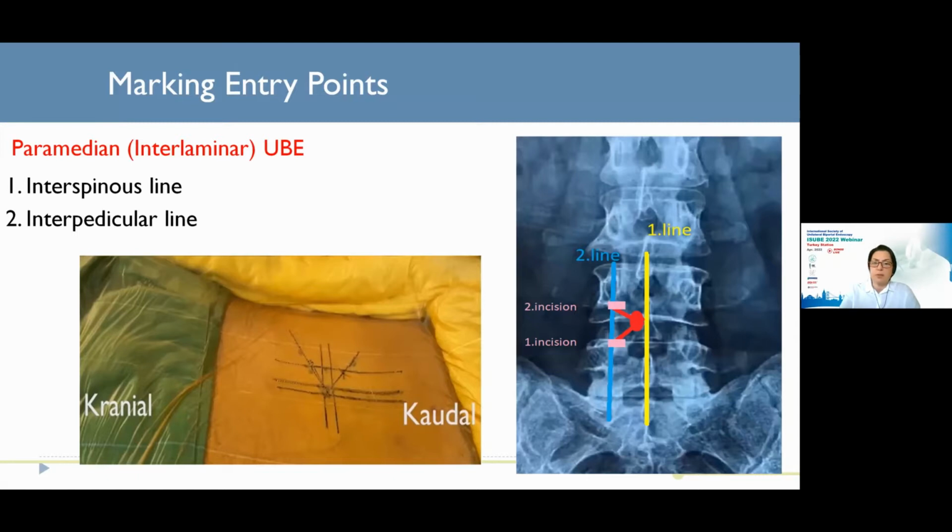For the paramedian approach, we use 2 important lines. One of them is the interspinous line, which is the midline, and the other one is the interpedicular line. Then these two lines should form a triangle in the center of the spinous process on the target level. The distance between the two portals should be approximately 2 to 3 centimeters.